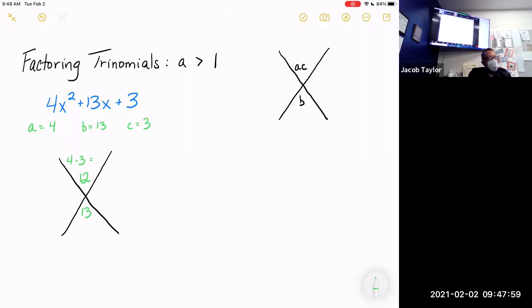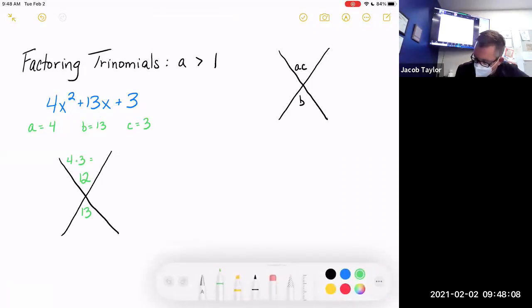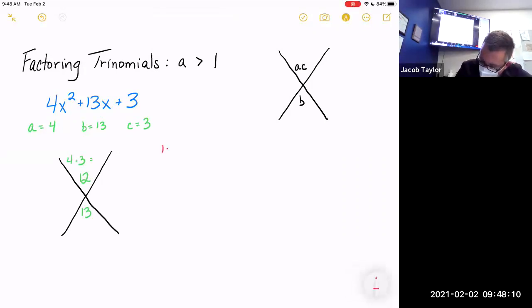Now 12 is a tricky number because there are 3 pairs of factors that work for 12. 1 times 12, 2 times 6, and 3 times 4. Those are all possibilities. 1 times 12 equals 12. 2 times 6 equals 12. And 3 times 4 equals 12. All of those are pairs of factors.